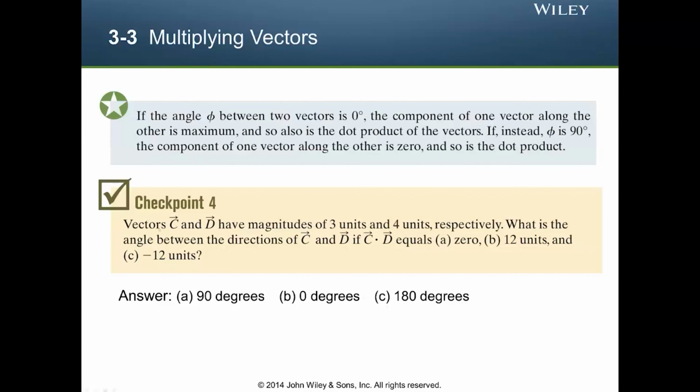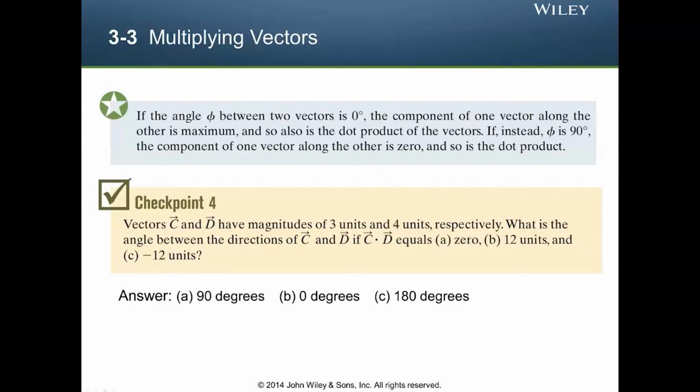Then we get another one of these checkpoints here. Vectors C and D have magnitudes of 3 and 4 units respectively. I think that was the same as last time. What is the angle between the directions of C and D if C dot D equals 0?